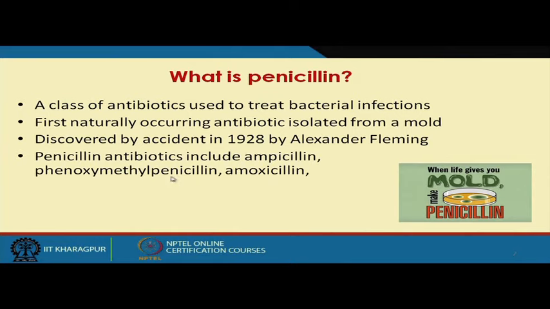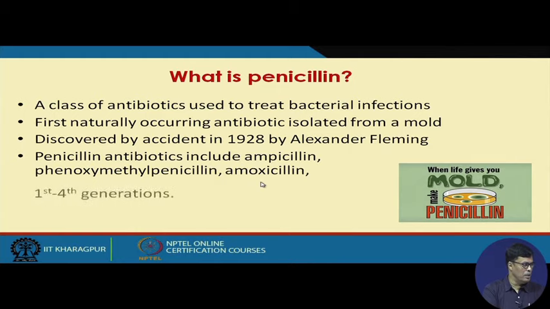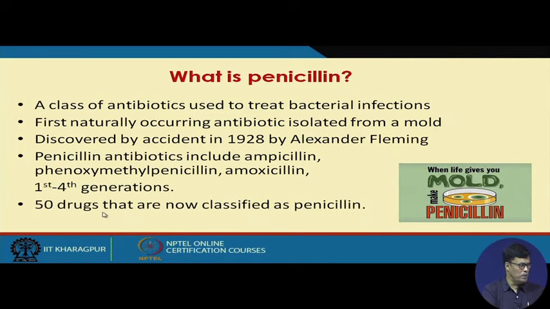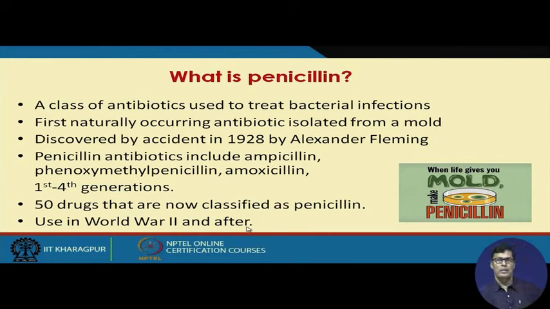The penicillin antibiotics include ampicillin, phenoxymethyl penicillin, amoxicillin, then fourth generation antibiotics that we produce from penicillin. There are 50 drugs that are now classified as penicillin. I shall show you the specialty of penicillin: it has the beta lactam ring. So, we can produce 50 different drugs classified as penicillin. It was used in World War II and after.